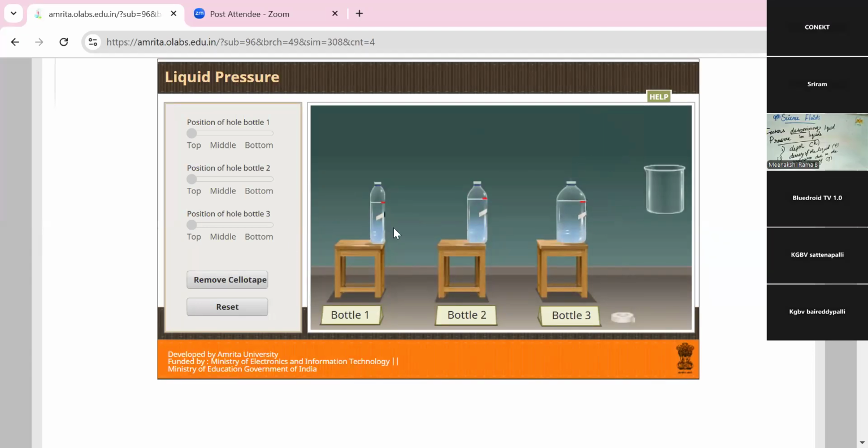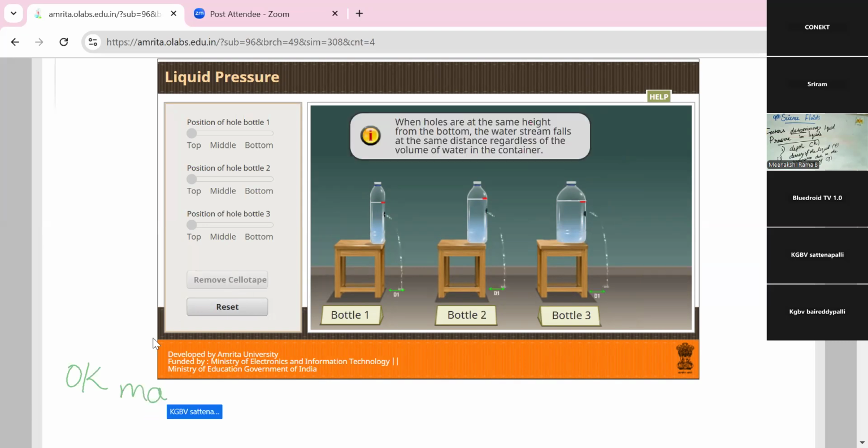Now I am going to remove the sellotape from these bottles. Just observe what will happen immediately. Students, as I already explained, don't write or scribble, just observe, then ask the question. Please look at this. The water comes out of the bottles at the same speed. There is no difference.